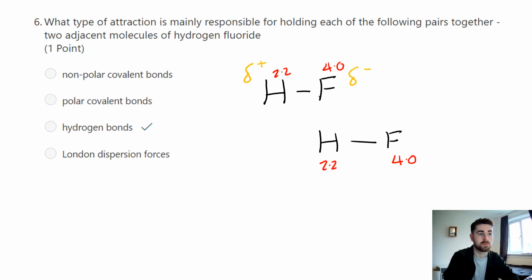The fluorine is quite strongly partially negative, and as a result what we end up with is strong attractions between the partial negative side of one molecule and the partial positive side of another molecule. So this attraction here between the opposite charges of different molecules, that bonding there is known as hydrogen bonding.